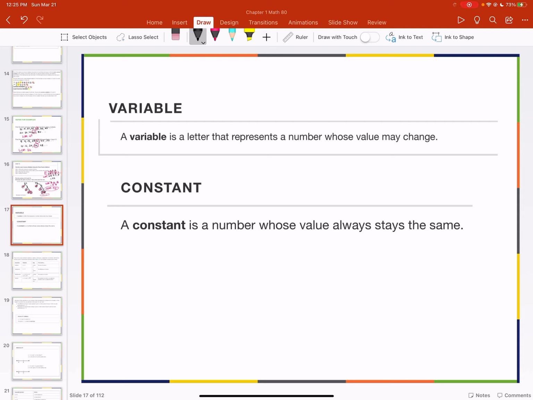Okay, so let's go ahead and introduce a few more terms. We have variable and we have constant. A variable, an example is just letters, right? That represents numbers. Now, they may change, right? So that's why we use letters, because it just depends on the situation. Now, a constant is a number whose value always stays the same. Variables can be different numbers. They're variable.